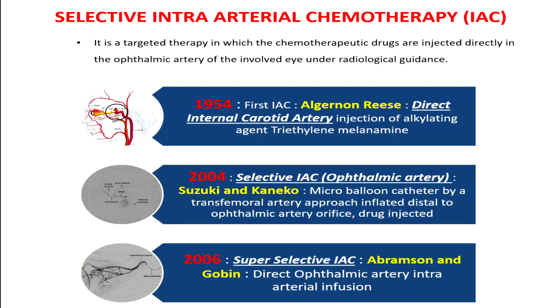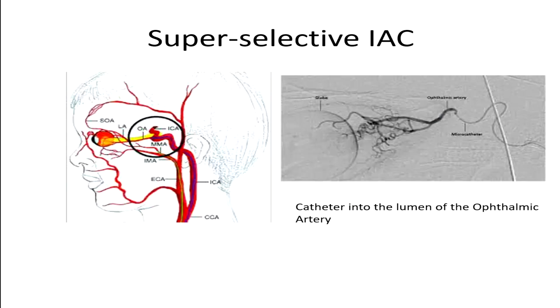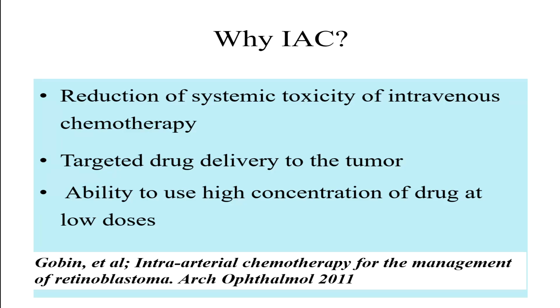This was further modified by Dr. Gobin and Dr. Abramson from the New York hospital, where they made this modification and called it a super selective intra-arterial chemotherapy. In this technique they use microcatheters to enter directly into the lumen of the ophthalmic artery, and this was the technique which was then used by them and published, and then this became very popular. Now all over the world there are a lot of countries and centers that are using this technique to deliver targeted chemotherapy to the eye having retinoblastoma.